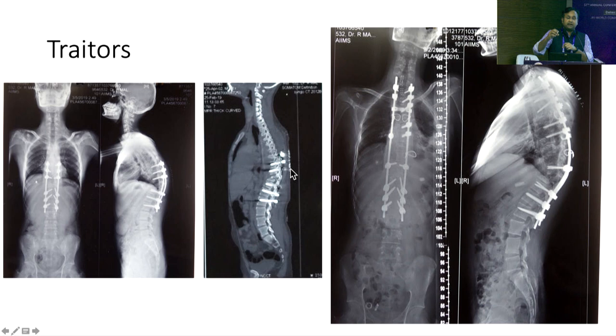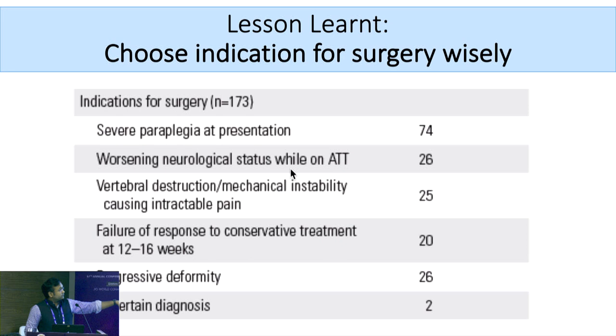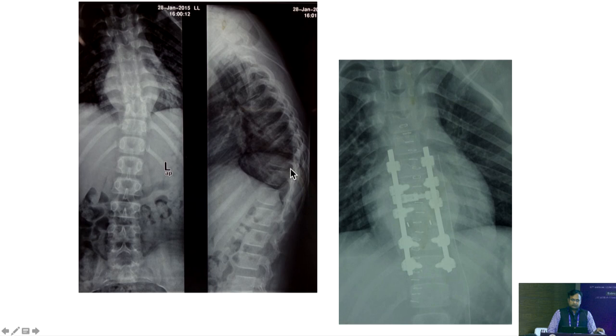Indications of surgery, we all know, neurological and non-neurological. This was the indication of surgery in our series, which we published, and even in delayed cases, you can operate with good outcome. This is the study which has been published by the AIIMS Rishikesh people. They have given these guidelines. Spine at risk signs, we all know, and they are very useful in our clinical practice.